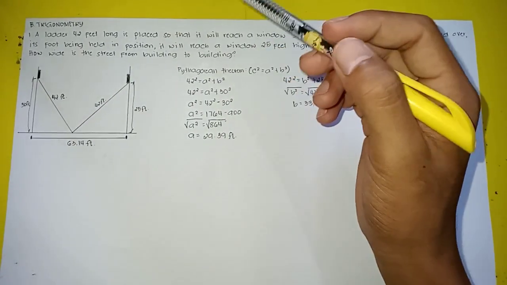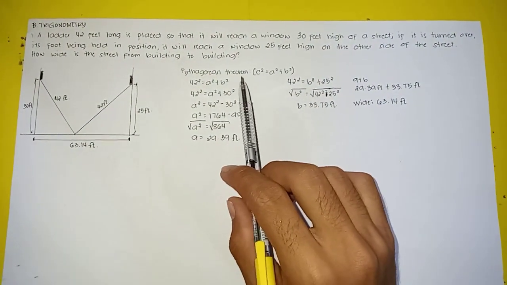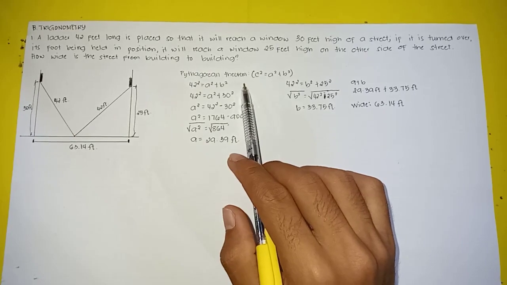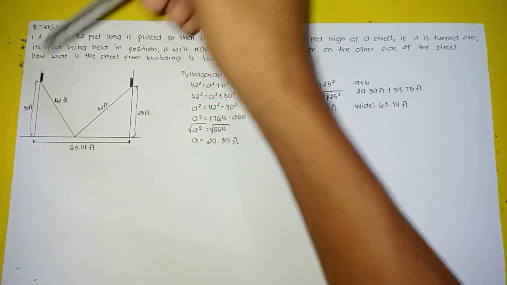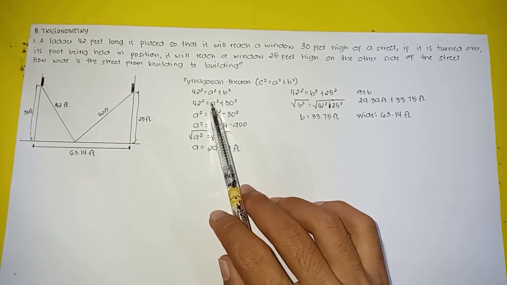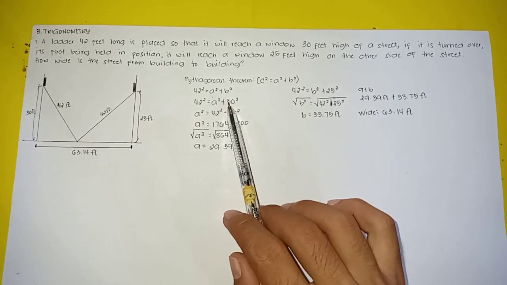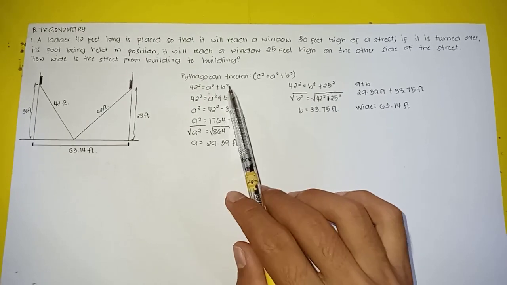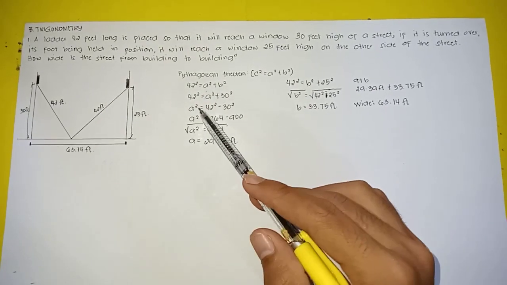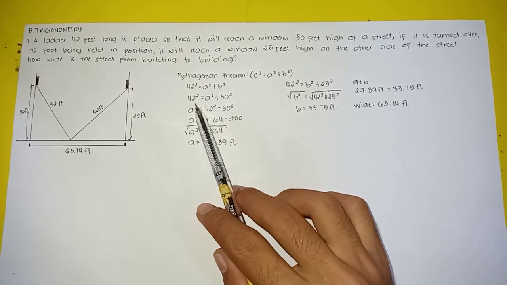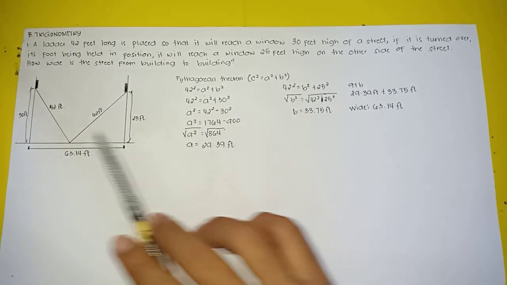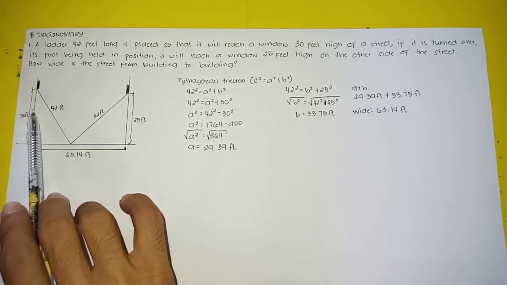So we will use the Pythagorean theorem, which is c squared equals a squared plus b squared. So our c is 42 feet, and it depends on us whether we use a or b. So I'll choose b, so we will solve for a. So substitute: 42 squared equals a squared plus 30 squared.